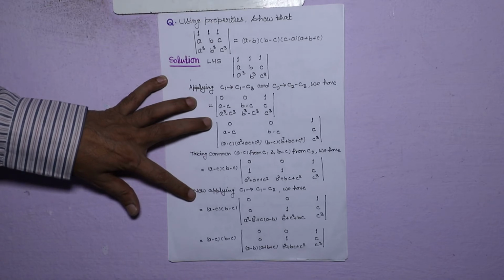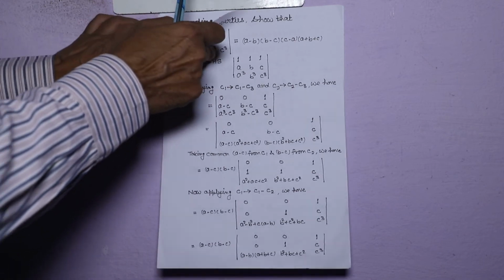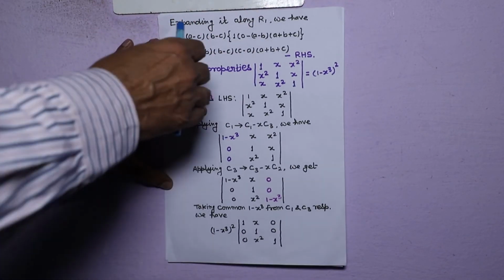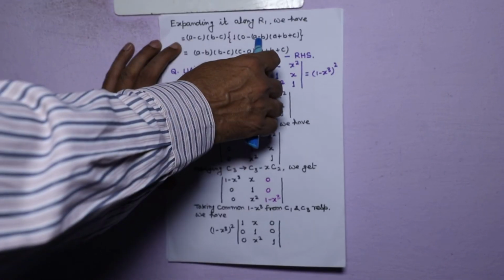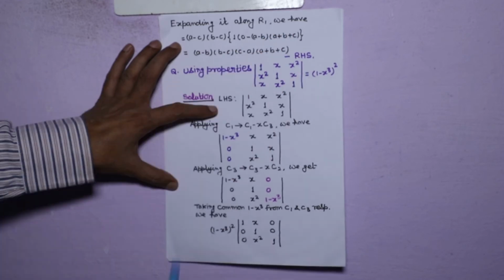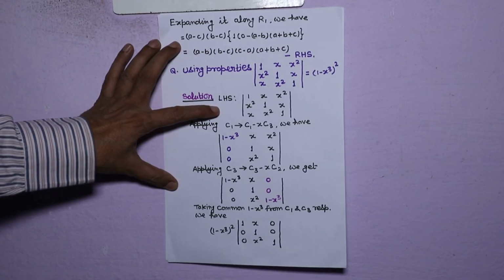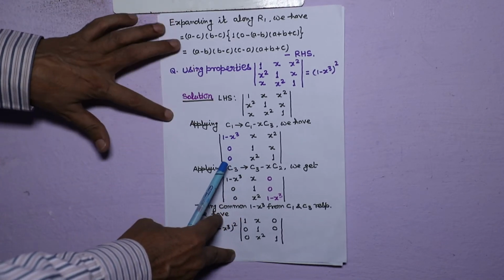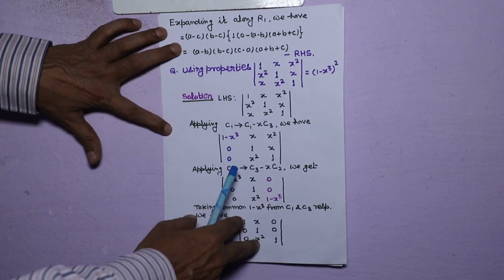Now you can expand, or you can take common from third column. So expanding it along R1, you have A minus C into B minus C into 1, 0 minus A minus B into A plus B plus C, and this way you are getting the result. So you can see how helpful properties are. They are very much useful to solve such type of questions.